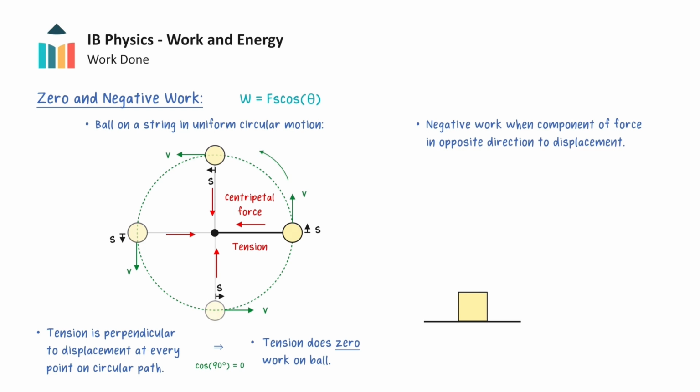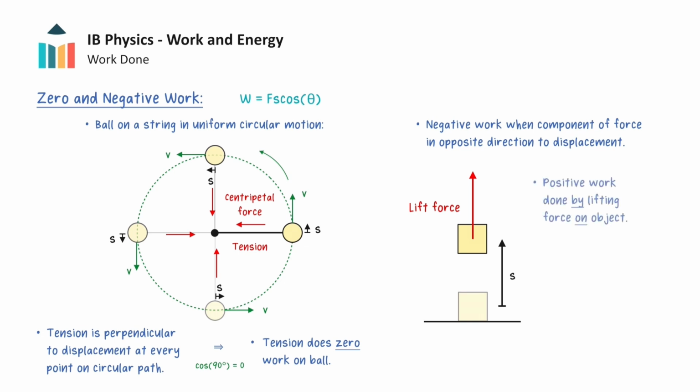be negative. For example, when an object is lifted, an upwards force is exerted on the object and the object's displacement is upward, so the work done by the lifting force on the object will be positive. If we now consider the gravitational force, this acts downwards on the object. The downward gravitational force is opposite to the upward displacement, so theta will be 180 degrees, and the work done by the gravitational force on the object will be negative. Because of this, we always ensure that we specify what force is doing the work.